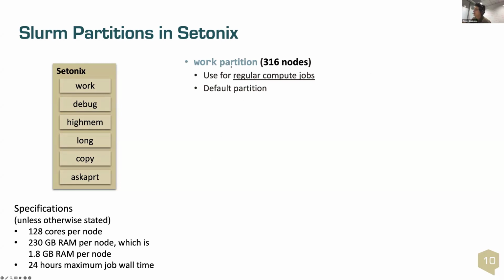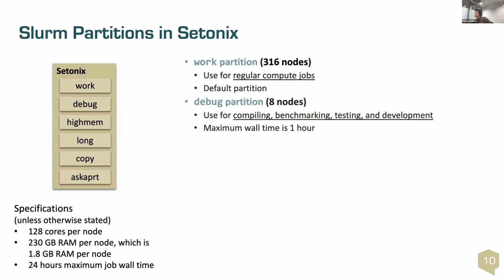Also the work partition, which refers to the CPU in this case, is saying 316 nodes. It has much more than that. We can check that in our documentation, where the numbers should be up to date. The debug partition, I think, is correct, only 8 nodes. It's used for compiling, testing, and development. One thing is the maximum time for the debug partition is just 1 hour.